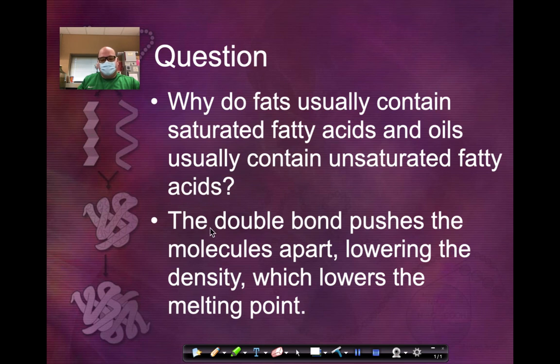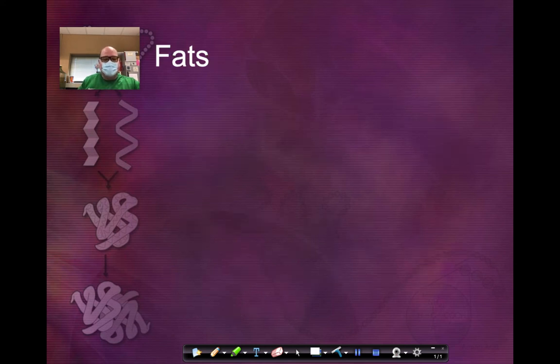Well, what happens here is the double bond pushes these molecules apart, and that lowers their density, which lowers the melting point. So if the molecules are going to be spaced out a little bit more, they can be liquids. If the molecules are going to be packed tighter, they become solids. It's almost like trying to fit something in an envelope that you can't fit. There are some things that are just hard to put in a suitcase by their shape, and that's sort of an analogy for what I'm talking about here.